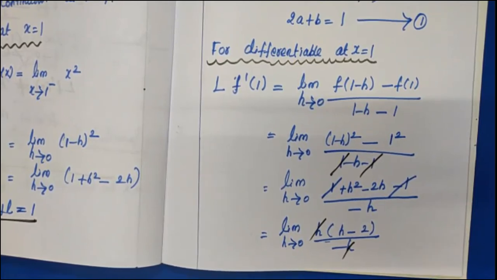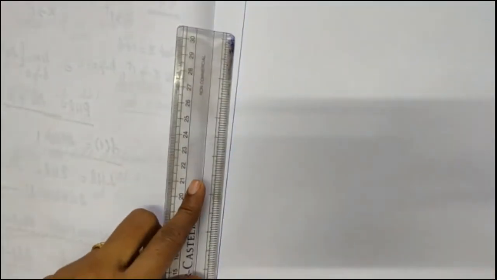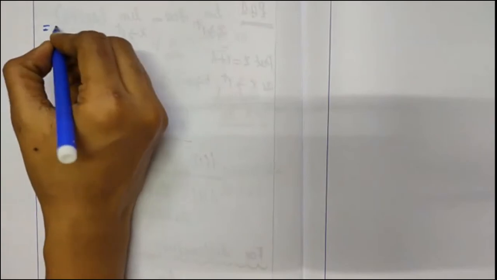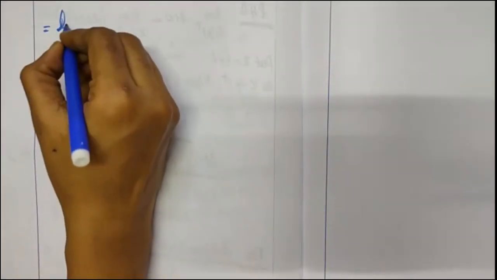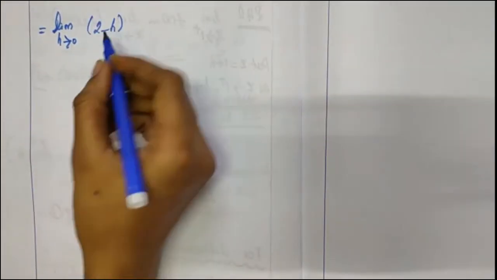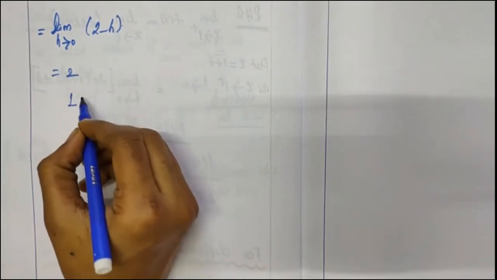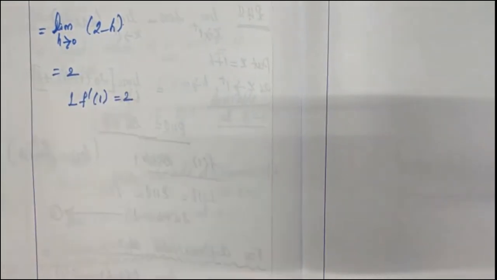So previous line is limit h tends to 0. So I multiply the denominator's minus into the numerator. So 2 minus h. Now putting 0 for h, we get 2. Now left f dash of 1 is equal to 2.